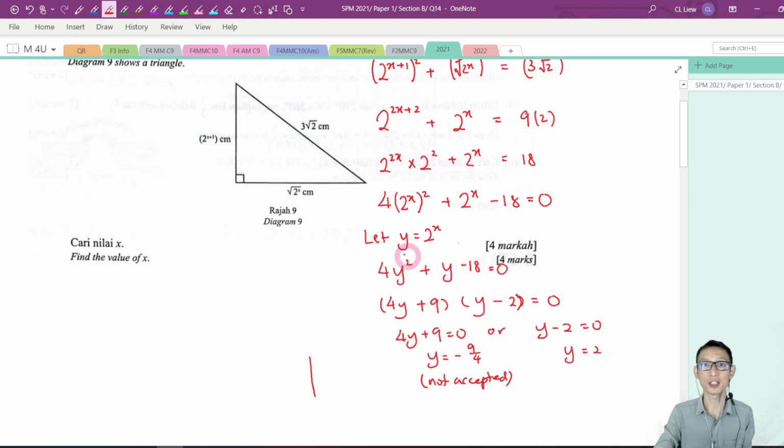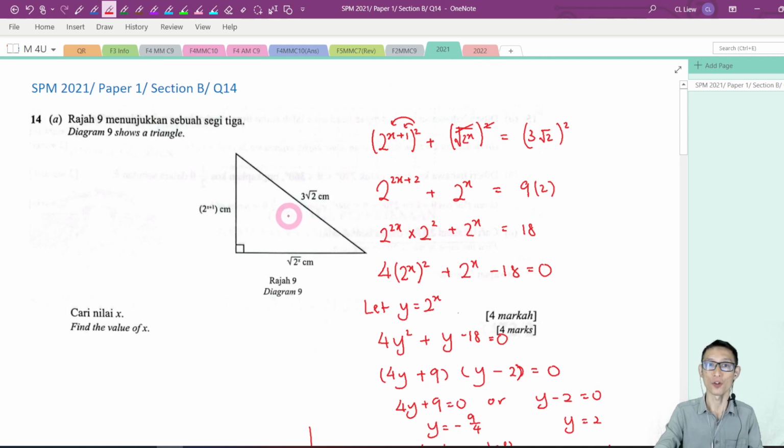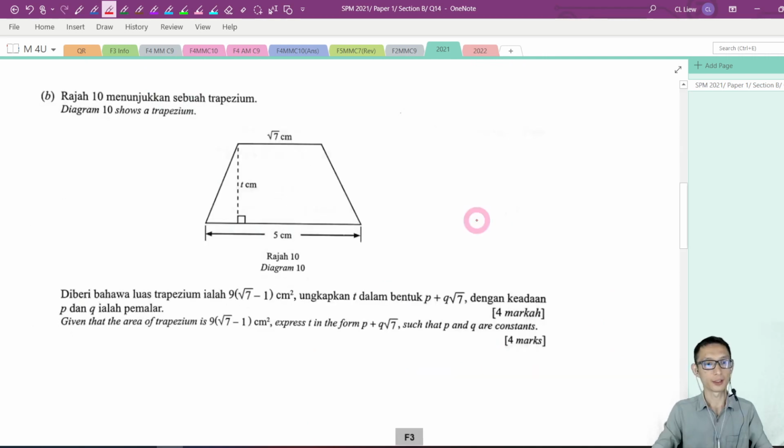The question is asking us to find the value of x, not the y. So what is y? y is equal to 2 power x, right? So I'm going to change the y back to 2 power x. So 2 means 2 power 1, right? So x is equal to 1. So this is the answer for 14a. Now let's go to part B.